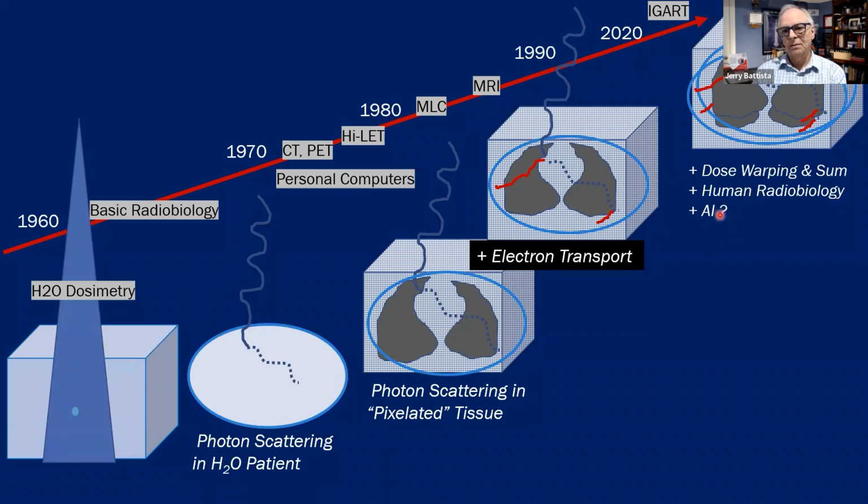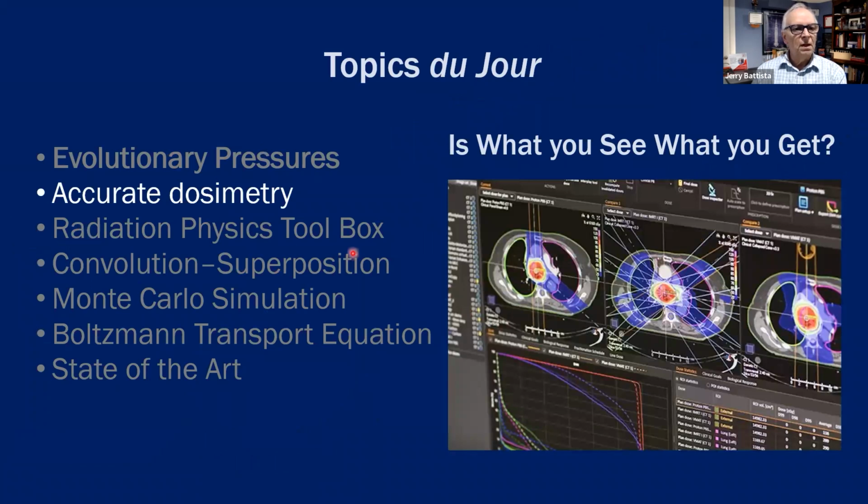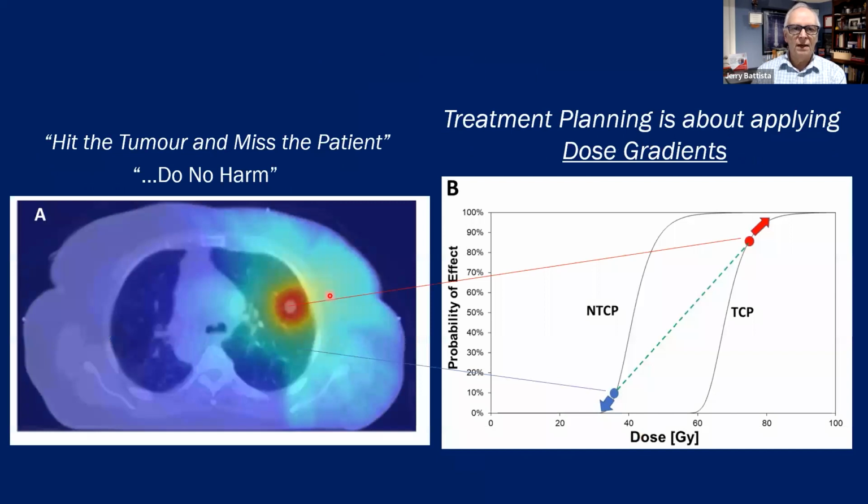And I wanted to talk a little bit about artificial intelligence because I'm not sure where that is going, but it's certainly a very active field right now. So I want to talk about accuracy and dosimetry, and in particular, when we see these dose distributions on the screen, do we get what we have on the screen? Does that happen in the tissue? So this is another way to look at it.